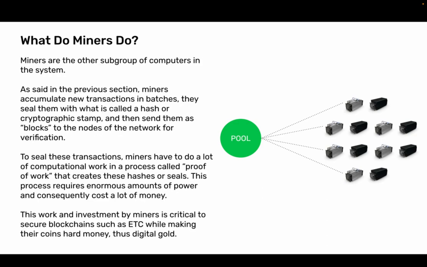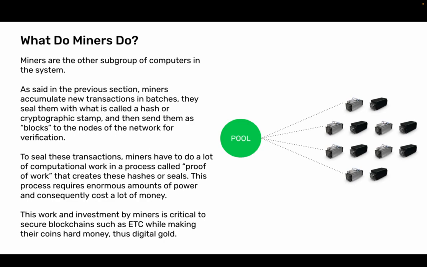What do miners do? Miners are the other subgroup of computers in the system. As said in the previous section, miners accumulate new transactions in batches. They seal them with what is called a hash or cryptographic stamp and send them as blocks to the nodes of the network for verification. To seal these transactions, miners have to do a lot of computational work in a process called proof of work that creates these hashes or seals.